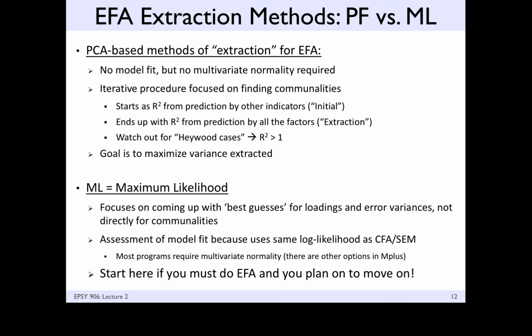Number one, it fits a factor model. And it actually fits the model rather than using some type of matrix extraction. It actually fits the model the way you're trying to do. And you're trying to figure out the parameters of the model that maximize the likelihood of the data. So if you have to do EFA, start there. However, it uses the same functions that CFA does.